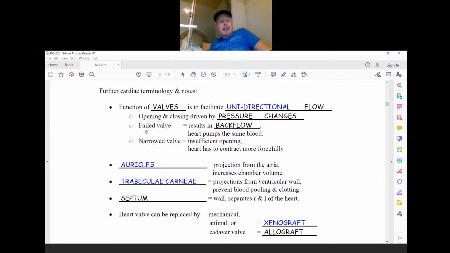If the valve is narrowed, the valve doesn't open properly. So now, to get all that blood through that valve, the heart has to contract even stronger than before, and this insufficient opening puts stress on the heart. So both of these we'd be able to hear again with a stethoscope when studying the heart and heart sounds.